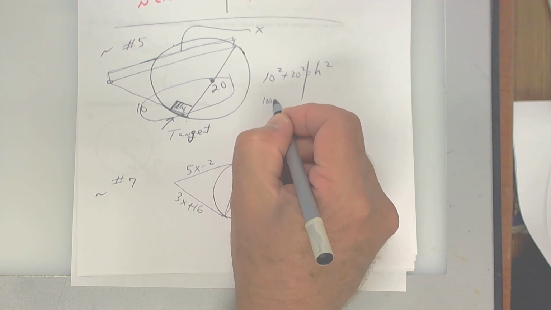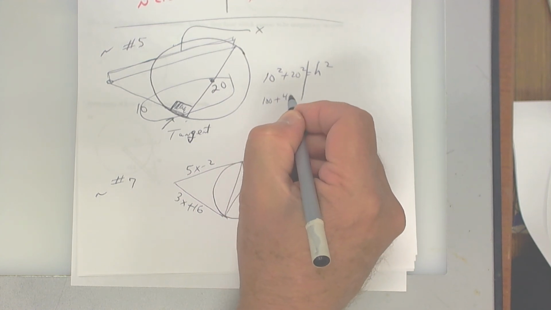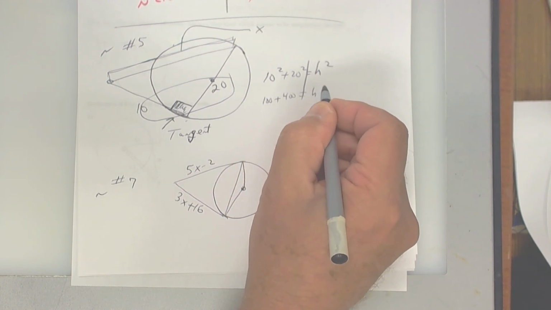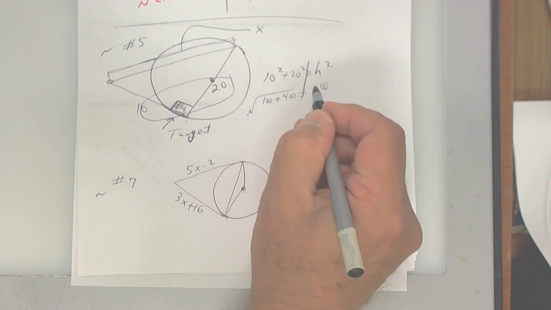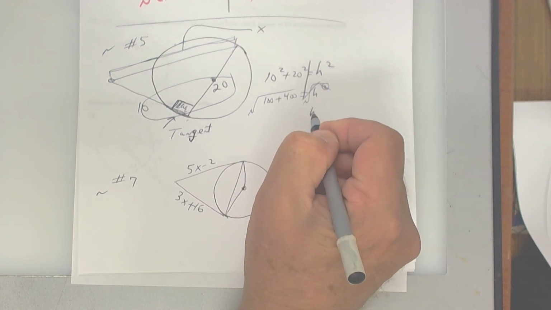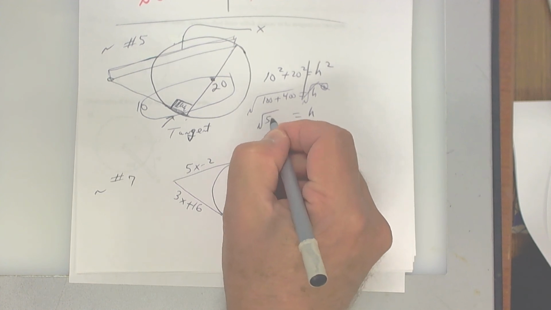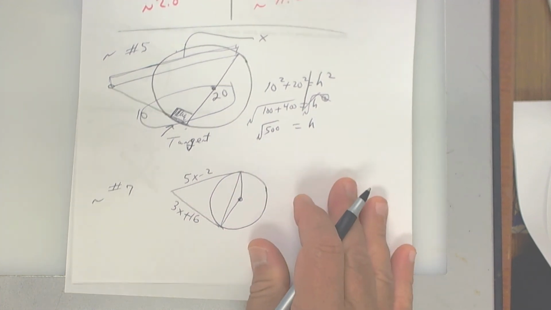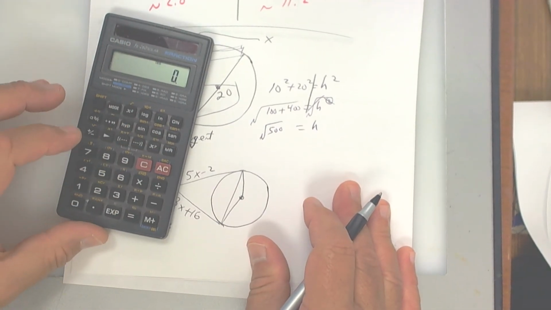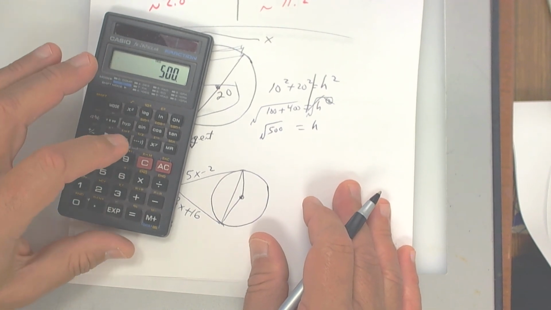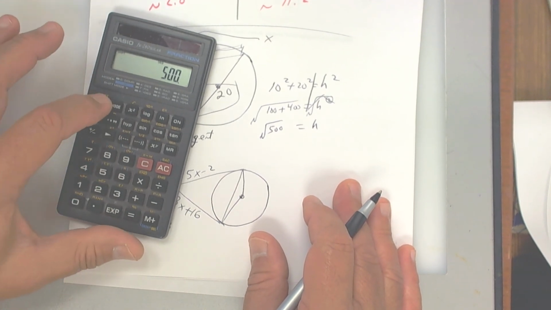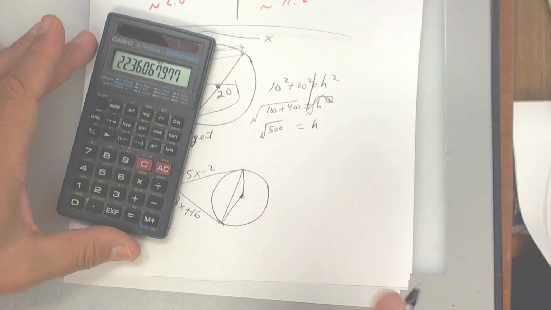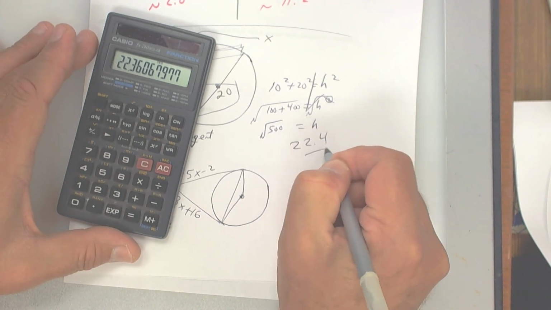So that's 100 plus 20 times 20, I think, is 400. And then you want to get rid of the square by doing the square root. So it's going to be the square root of 500, whatever that is. So get your calculator, press 500, hit shift, square root. I get 22.4, and that's your answer.